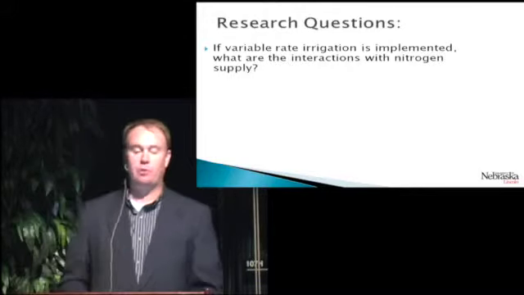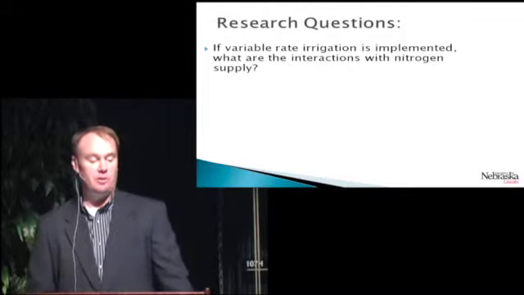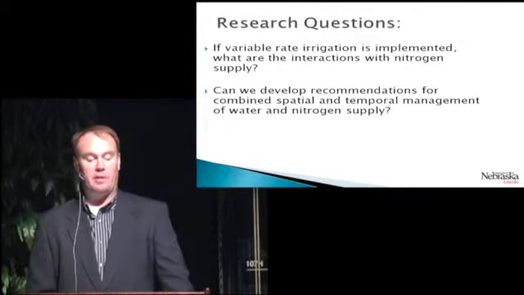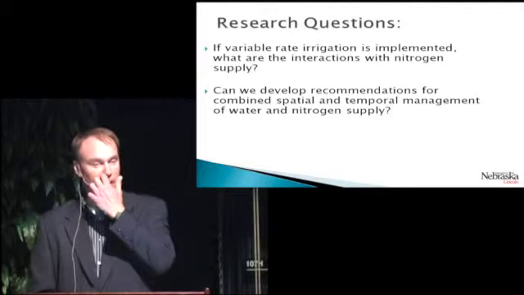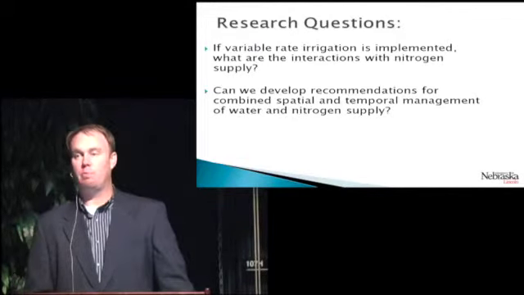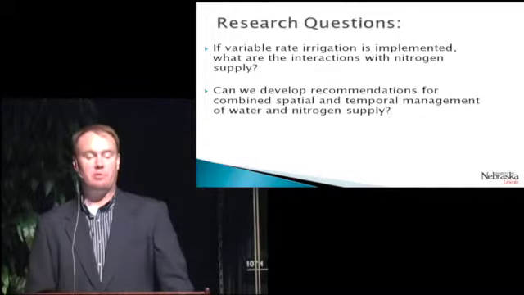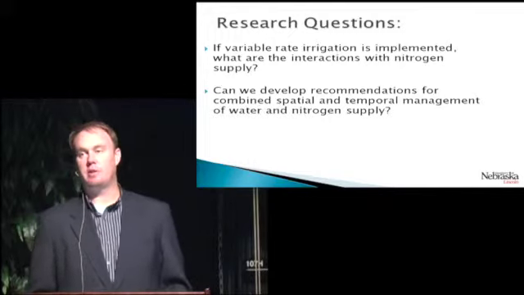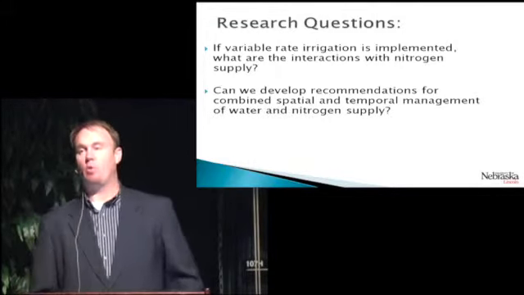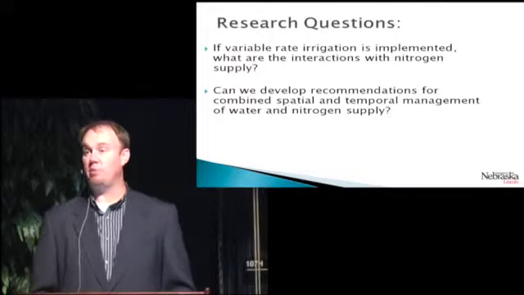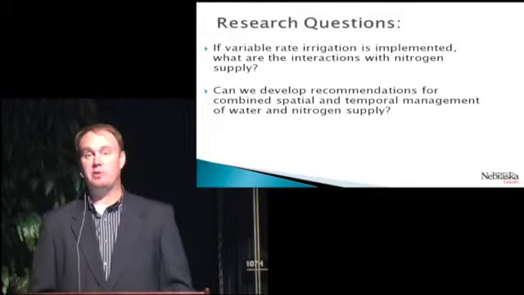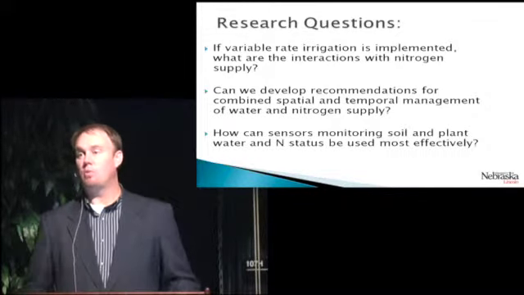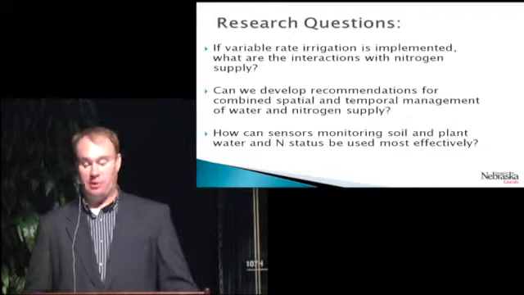Okay, so some of the specific research questions we've been thinking about with using these variable rate irrigation systems. If VRI is implemented, what are the interactions with nitrogen supply? I've talked about that a little bit. As a soil fertility guy, this is my biggest interest: if we get a good idea of how to vary water across the field based on its soil variability, based on trying to increase the water use efficiency, based on maybe allocations where we can only put so much water out in certain areas, how does this affect our nitrogen management? Because we can variably apply nitrogen as well. So what's going to happen there? What kind of interactions do we need to start to think about?